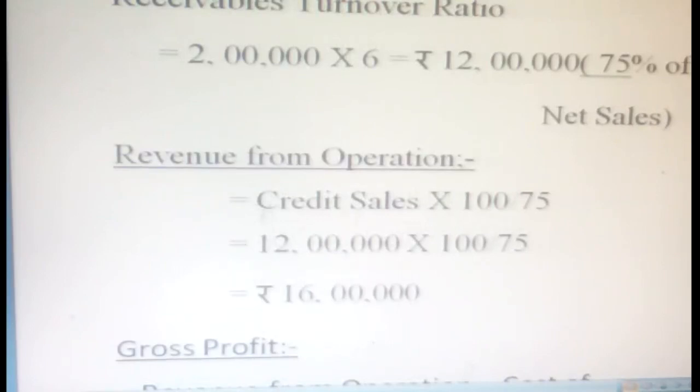As you know, our credit sales are 12 lakhs. When you convert it into 100%, how much? Okay, 75% is 12 lakhs. What is 100%? When you do 12 lakhs into 100 divided by 75, you get 16 lakhs.